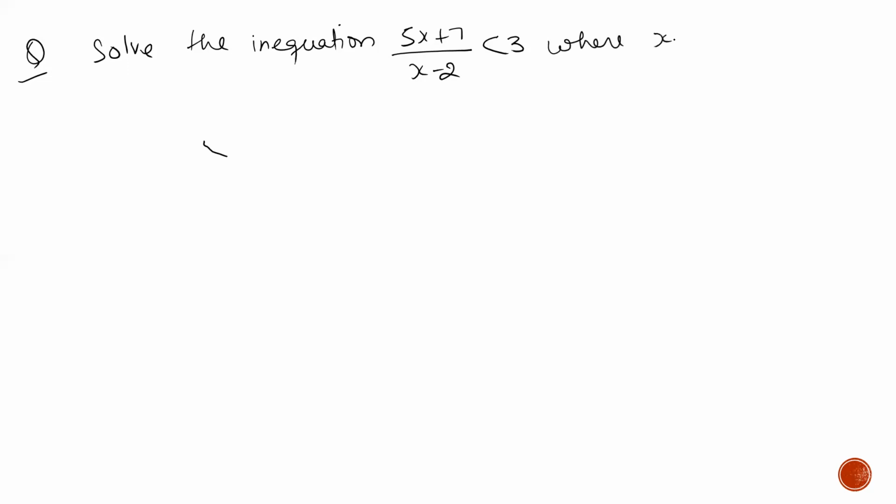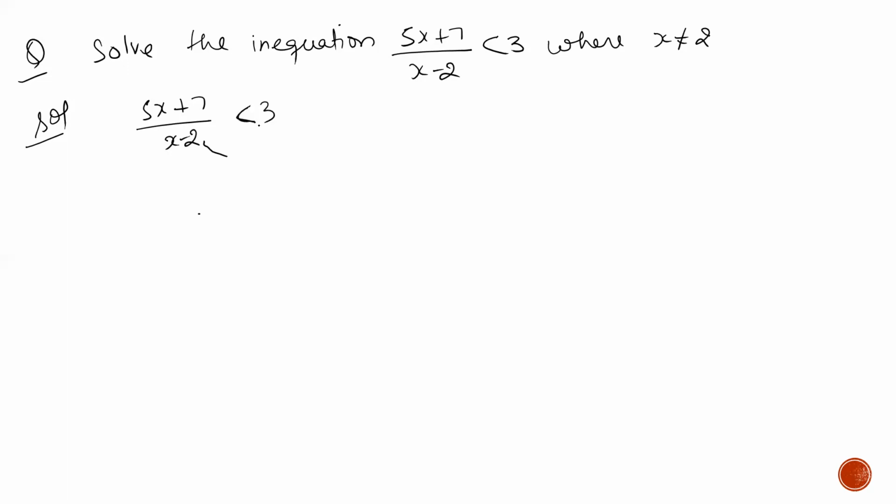The question is, solve the inequation (5x + 7)/(x - 2) < 3, where x is not equal to 2. Now, how are you going to solve the problem? Solution. We are provided with (5x + 7)/(x - 2) < 3, right?